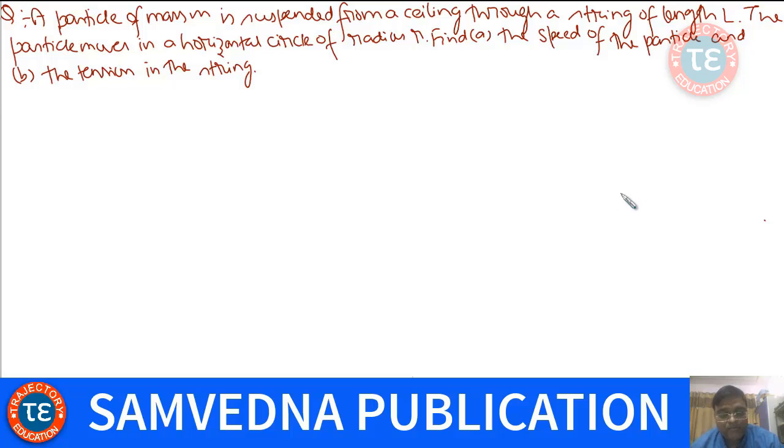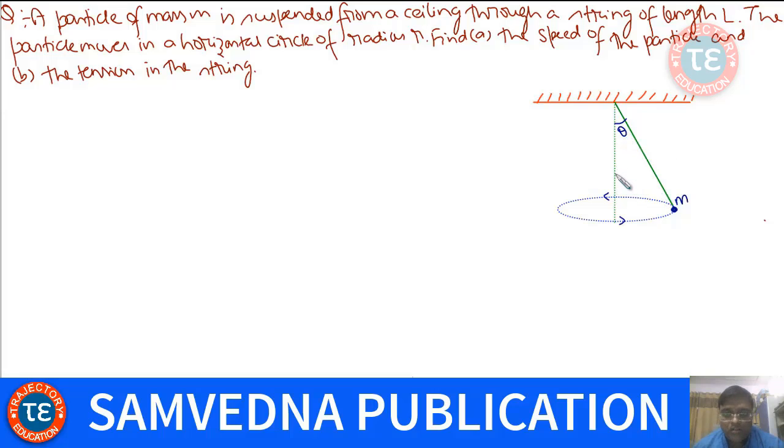Let me draw the figure first. So it is like this. You have a body of mass m, say, suspended from the ceiling, and this m undergoes a circular motion like this. Say this is angle theta. Alright, this is called a conical pendulum.